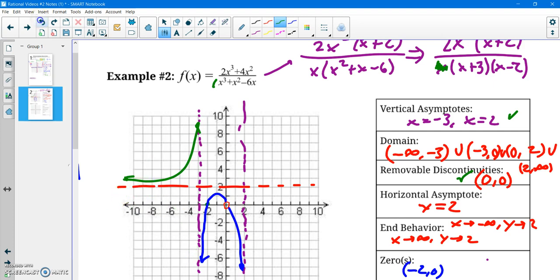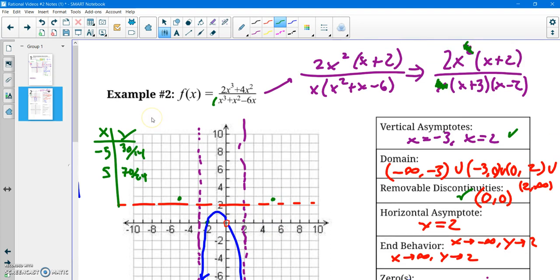All I'm going to do is plug in a few points. Okay, I'm going to make a little table. Here's my little table. I know this takes a little time, but that's all it takes is time. I'm going to plug in -5, and I'm going to plug in 5. Okay, take a second to plug those in. I plugged those in. Those are the fractions I got. Again, this is a rough estimate.